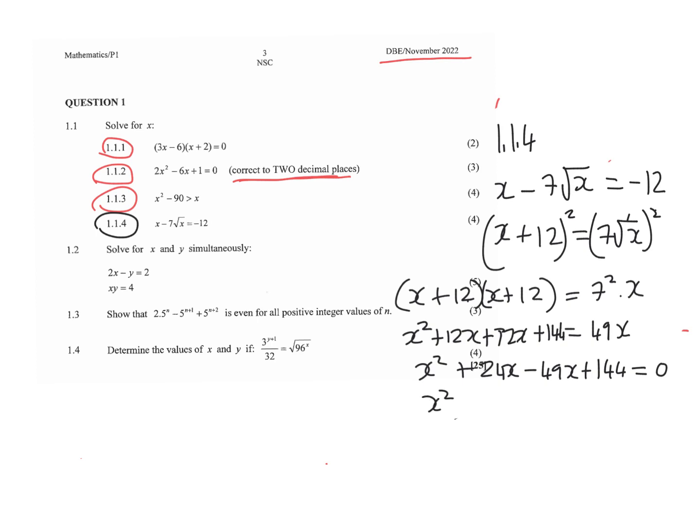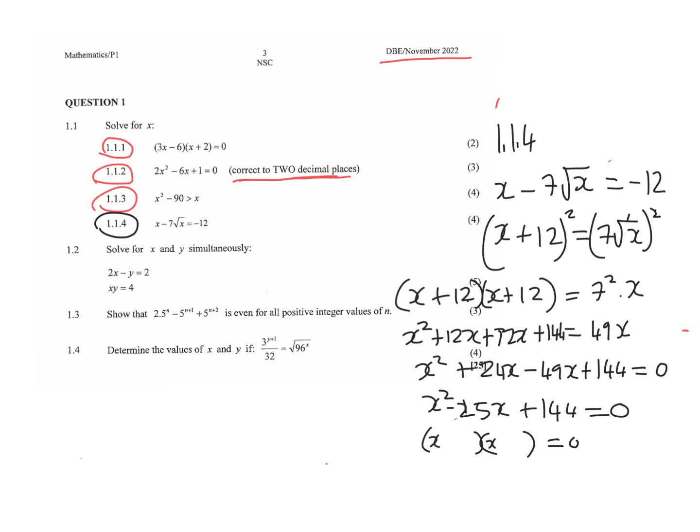When you say 24 minus 49, 24 minus 49 is negative 25x plus 144 equals 0. Then from there, we can now factorize. We open two brackets. We say this equals 0.